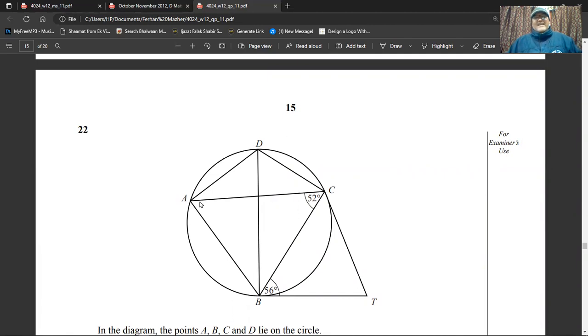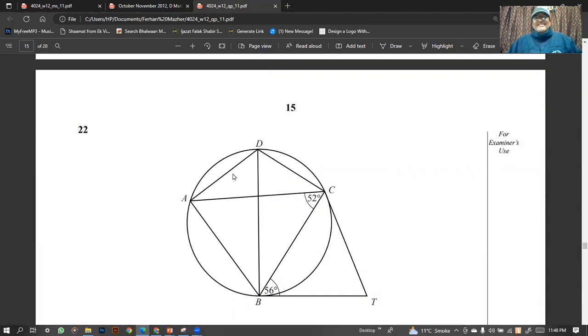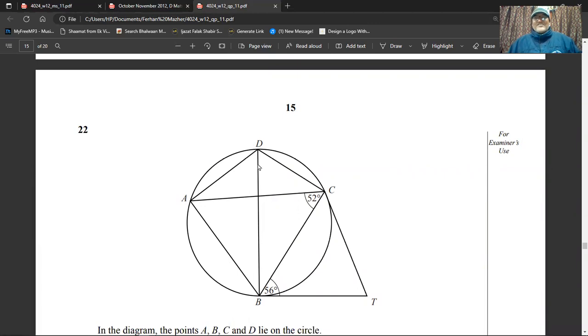Can you see this is a cyclic quadrilateral? Can you see that? It's a quadrilateral whose four vertices are on the circumference. And the ADC and the ABC, they are opposite angles of that quadrilateral. So their sum will be equal to 180. The angles in the opposite segments are supplementary. ADC angle will be 52 plus 56.